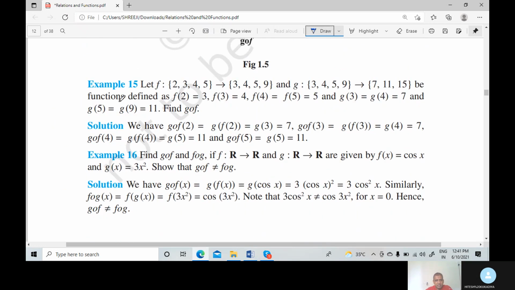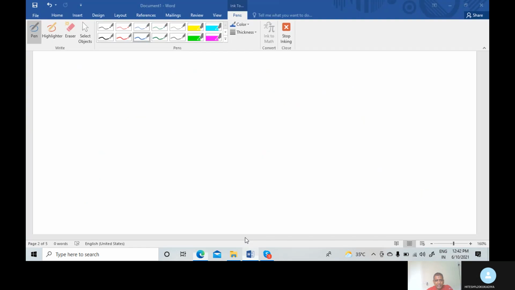Okay, now we discuss example number 15. Example number 15. Look here. f is a function from the domain {2, 3, 4, 5} to the codomain {3, 4, 5, 9}. First we draw the Venn diagram.